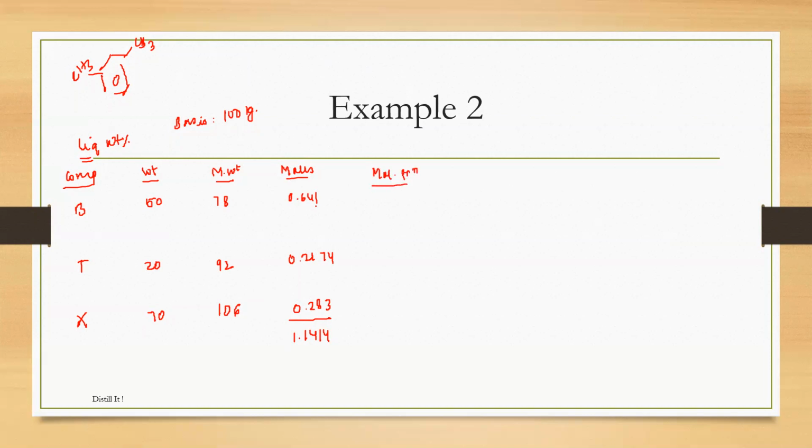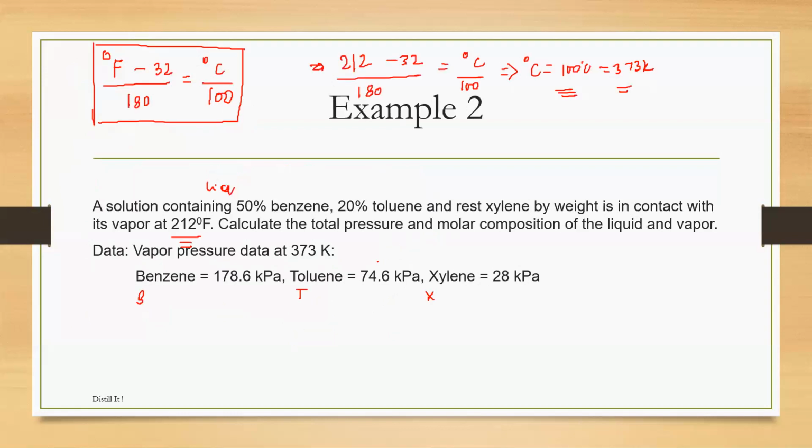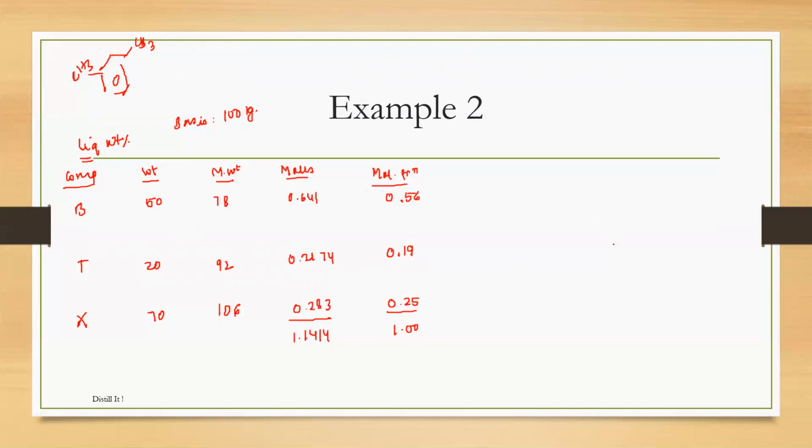All right. Then we are going to get the mole fraction. All right. So mole fraction is going to be moles upon total moles, right? So this is 0.56. Then this is 0.19. And this is 0.25. So when we add, we will get 1. Hence, our calculations are correct. Okay. Once we have got the mole fraction, then we'll go to the next part of the question, where they are saying that calculate the total pressure and molar composition of the liquid and vapor phase. So we have done this part. We have calculated the molar composition of the liquid mixture, liquid phase.